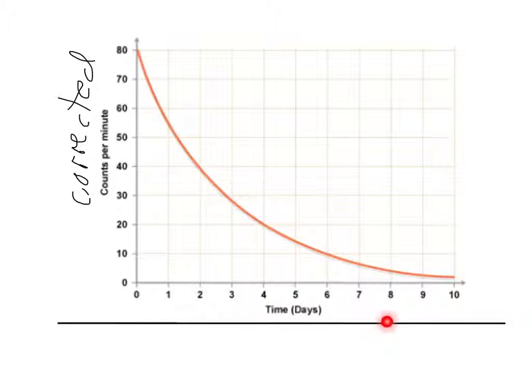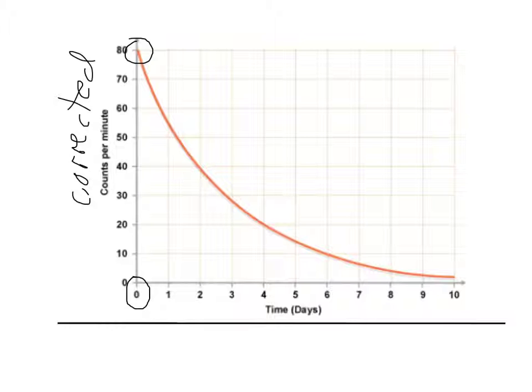Along this axis here, we've got time. And in this case, it's measured in days. Okay? Now, how do we find the half-life from a graph like this? Well, the first thing you've got to do is choose a value on this axis here. Now the obvious one to choose is going to be this one at the top, 80. So we'll choose 80, and that's, coincidentally, in this case at 0 days.